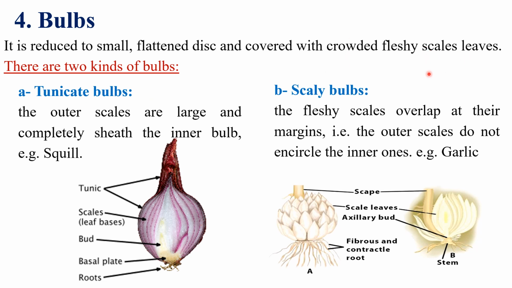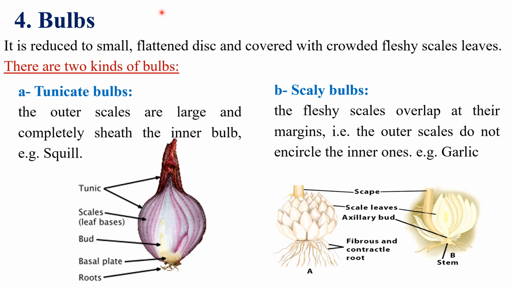We have two types of bulbs: tunicate bulbs, and the second type is scaly or imbricate bulb. The tunicated bulb, for example, as we can see here, is the common onion, or another example is the squill. The outer scaly leaves are large and completely encase the inner bulb. Each scaly leaf includes the inner smaller one, constituting circles around each other. This is the tunicated bulb, and we can see here the hard part inside the onion is the bud, and the hard disc down here is the reduced or flattened subterranean stem, and these are the adventitious roots.